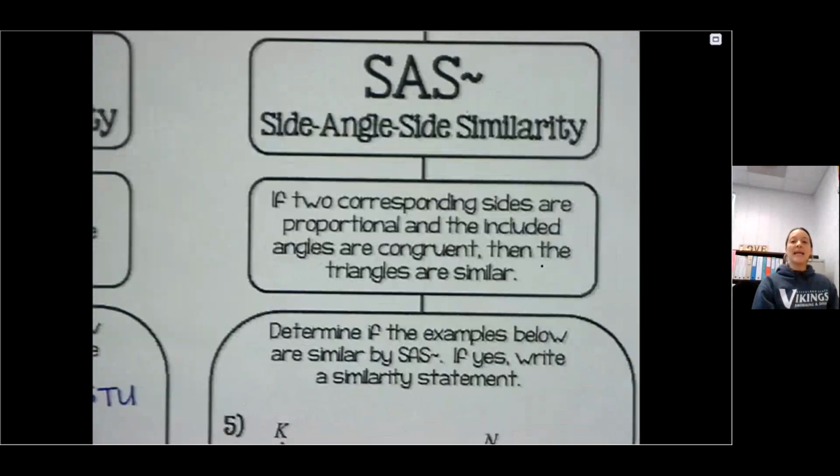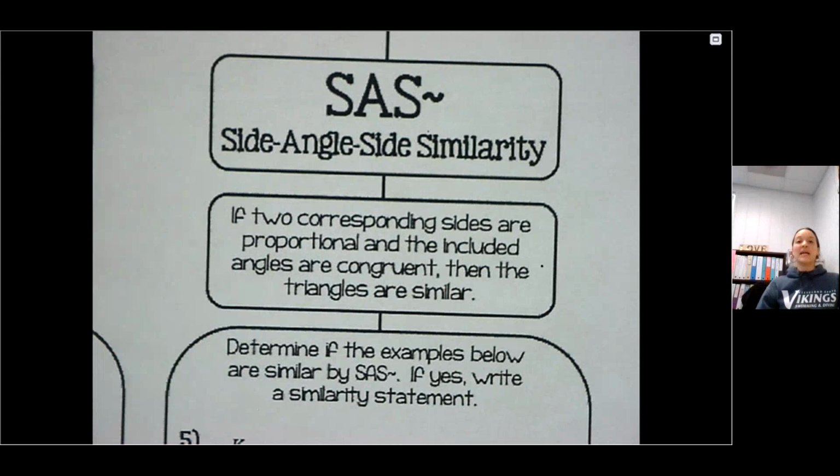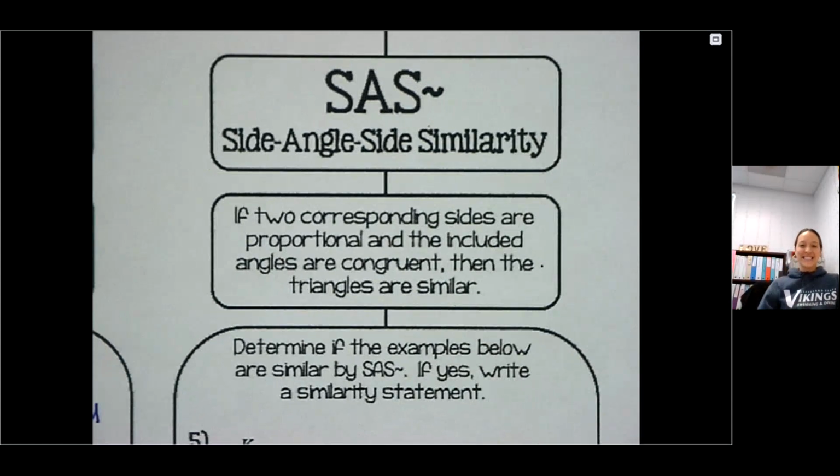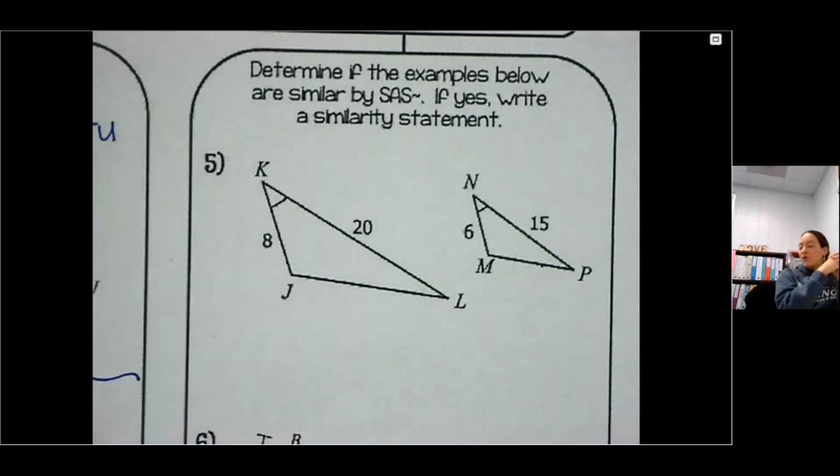All right, last one is side angle side, which I'm sure you can kind of figure out. Can I have somebody read the little blurb for me? So 2 sides that have the same proportion and 1 angle in common. The included angle just means it's the angle in between the 2 sides. So this one's kind of like you're putting both of the 2 theorems together. You're putting angle and side together.